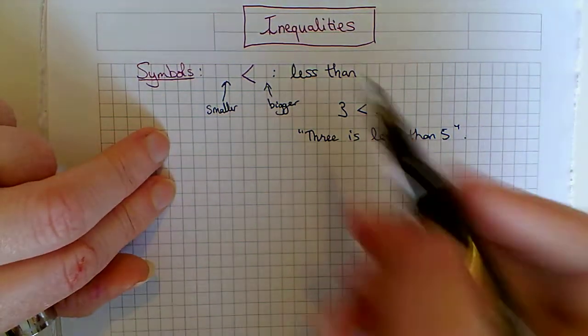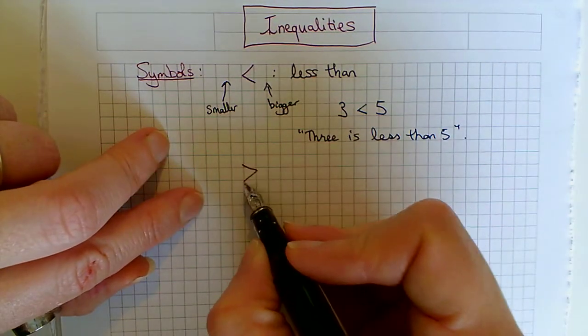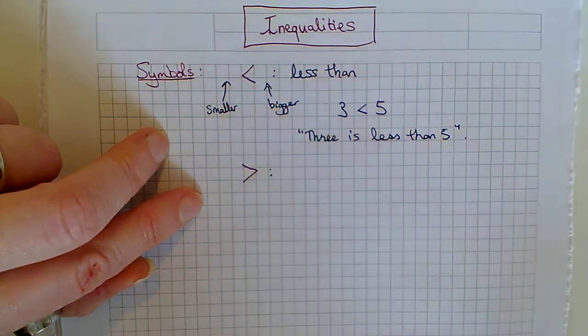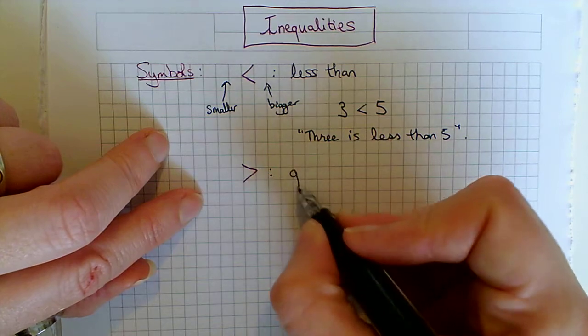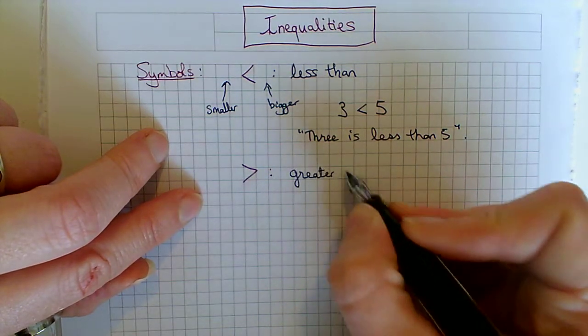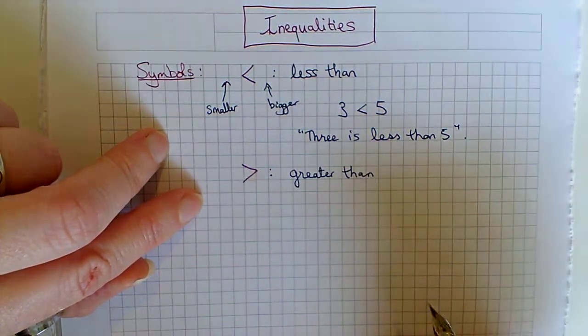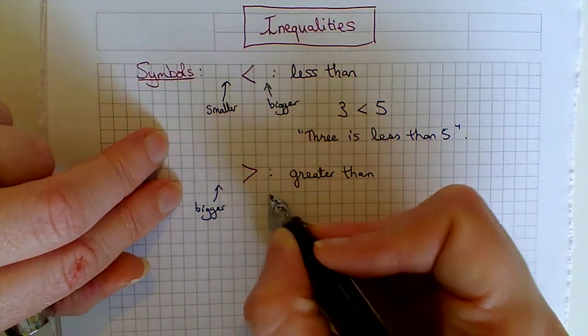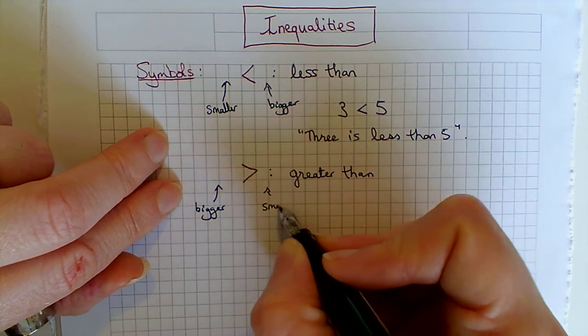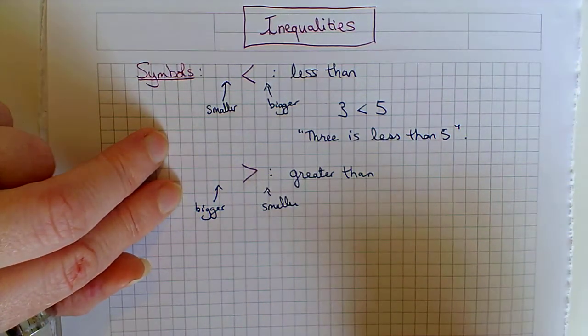Now, a very similar symbol, but going in the opposite direction, is this. And this means greater than. So again, the bigger number goes on the wider side of the symbol, and the smaller number goes on the smaller side of the symbol.